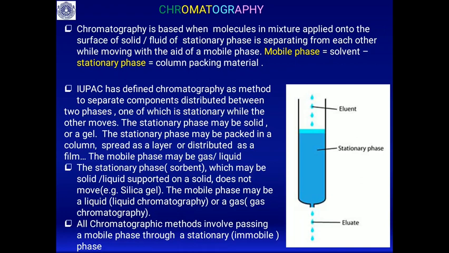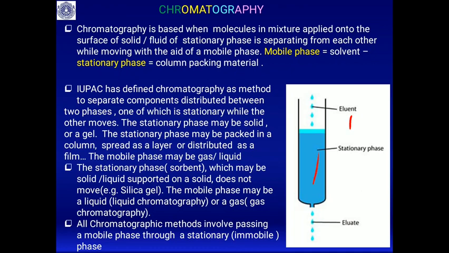So, chromatography is based on this: when molecules in a mixture are applied onto the surface of a solid or fluid stationary phase, they are separated from each other while moving with the aid of the mobile phase. So, when the mobile phase is moving, the components will be separated on the stationary phase. The mobile phase is nothing but the solvent or eluent, you will find here, for which we have to analyze the components present, or separate the components present in that.